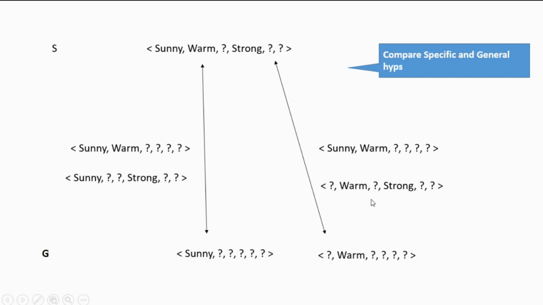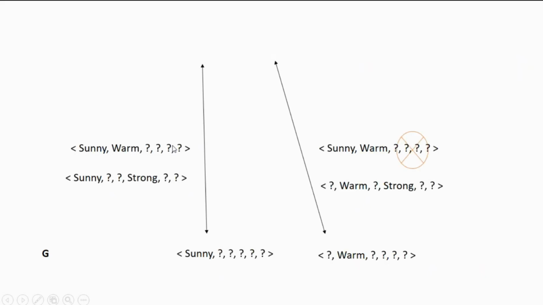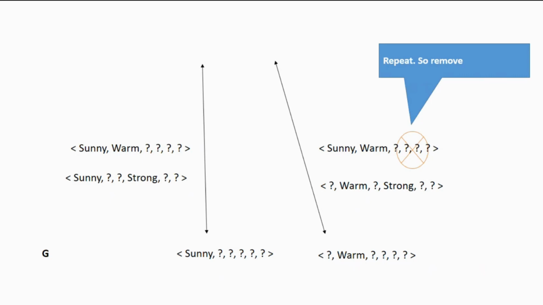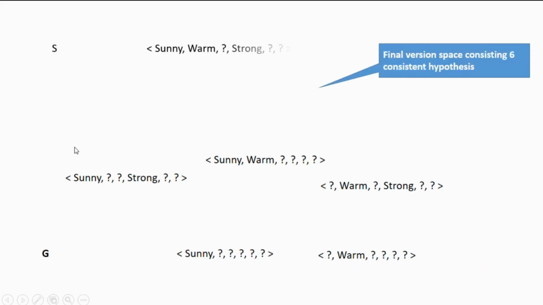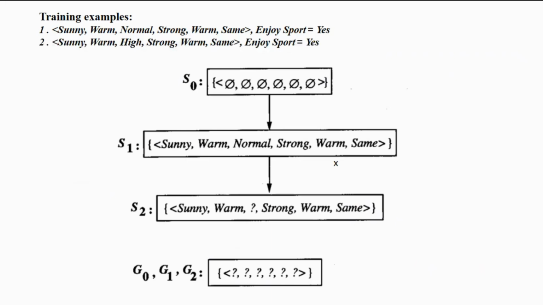Now, amongst these candidates, sunny, warm, all question mark occurs two times. So it is going to be removed. One repeated occurrence is removed, right? So after removing the repetition, the version space has three boundary hypotheses and three intermediate hypotheses. So in total, 6 consistent hypotheses are finally generated in the version space, right?